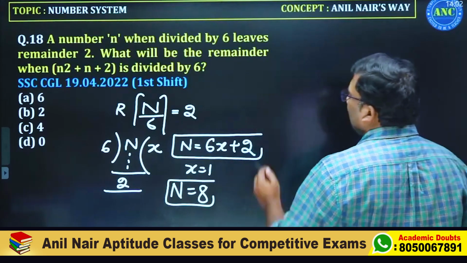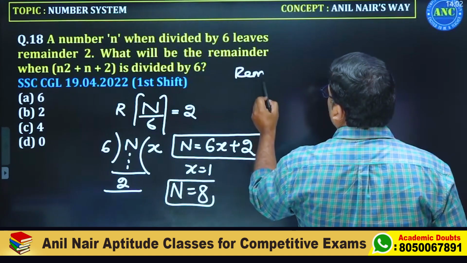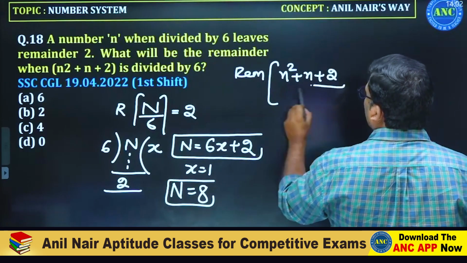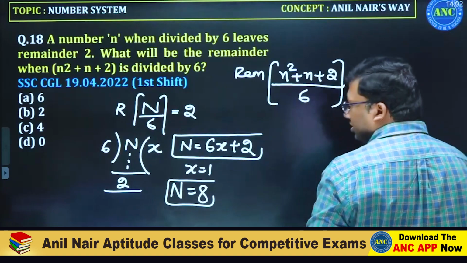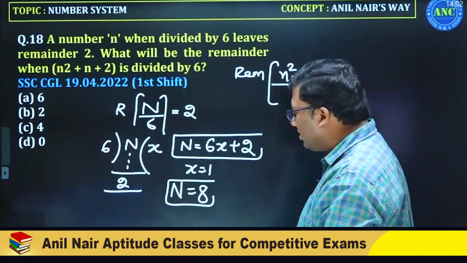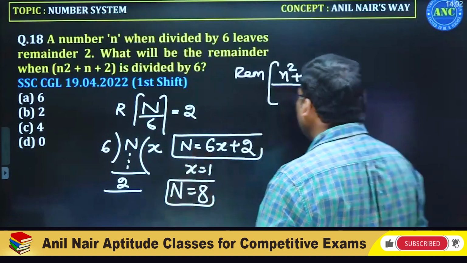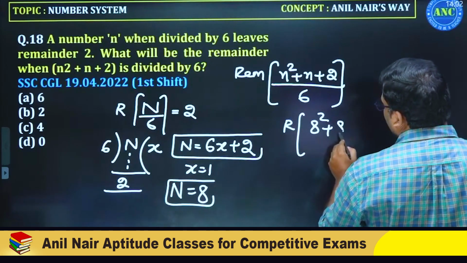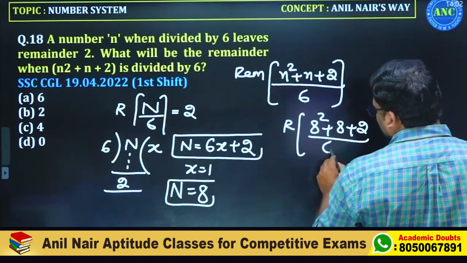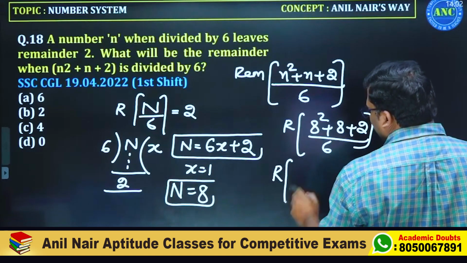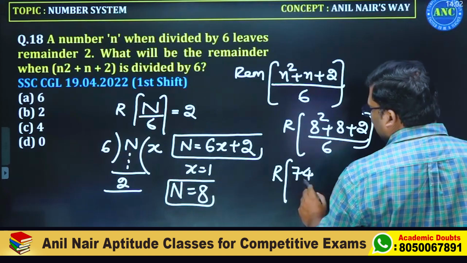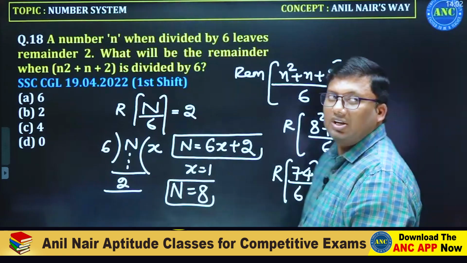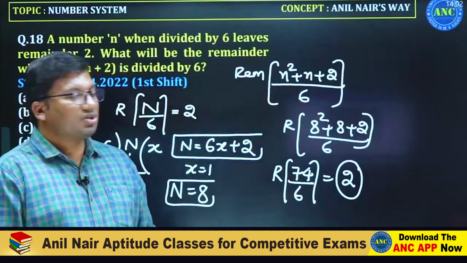N is 8. The question contains variables, the answer contains numerical values. Substitution is the best method. I need to find the remainder when n square plus n plus 2 is divided by 6. What is the n value we got? 8. So the answer is 8 square plus 8 plus 2 divided by 6. 8 square is 64. 64 plus 10 is 74, divided by 6. 6 12s are 72. The answer for this question is 2.